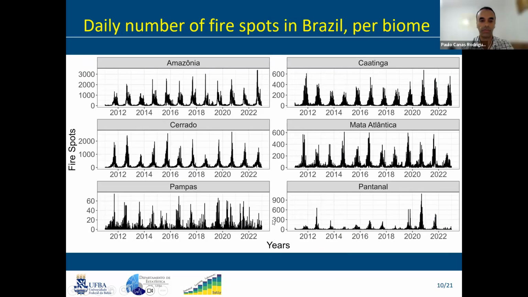Here is the same kind of plot, but for each of the 6 biomes. We can see the seasonality in each of them. And of course, you have to pay attention to the values on the axis, because the Amazon goes up to 33,000 per day, whereas the Pampas, for instance, which has a low incidence of fire spots, goes to 60 at most. Okay, but all of them show very clear seasonality, maybe the Pampas a little bit less.